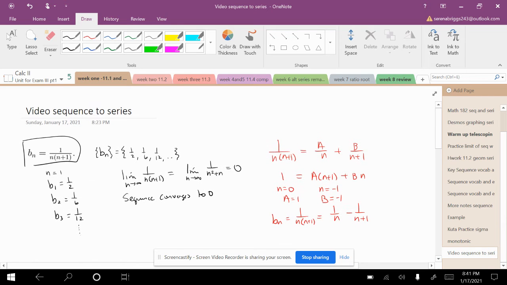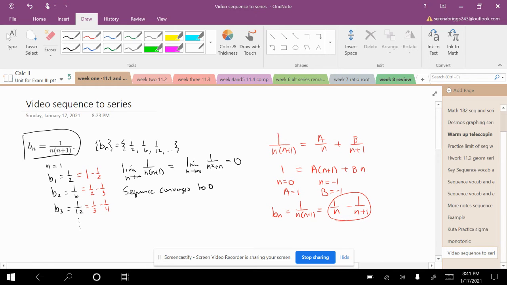If I use that to write out terms, this term of 1/2 then can be written as 1 over 1 minus 1 over 2. And that 1/6 can be written as 1 over 2 minus 1 over 3. And that 1/12 can be written as 1 over 3 minus 1 over 4. It's just another way to write out the terms, besides writing them out as 1 over n times n plus 1, we can write them out as 1 over n minus 1 over n plus 1.